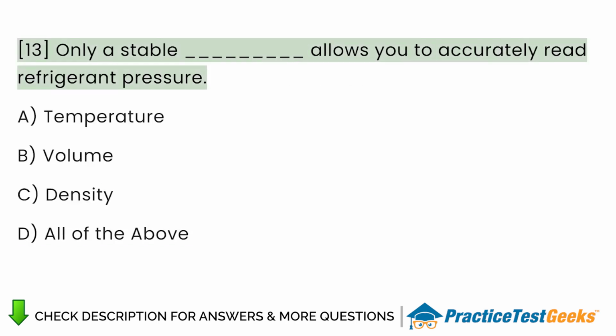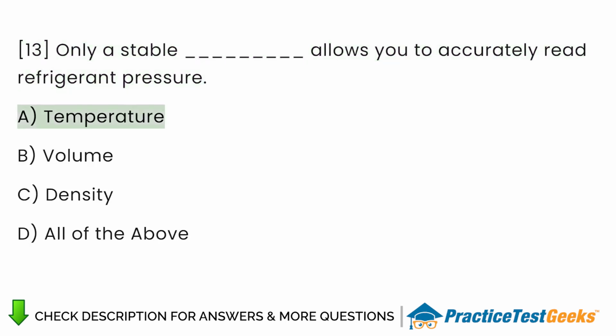Only a stable ___ allows you to accurately read refrigerant pressure. A. Temperature. B. Volume. C. Density. D. All of the above.